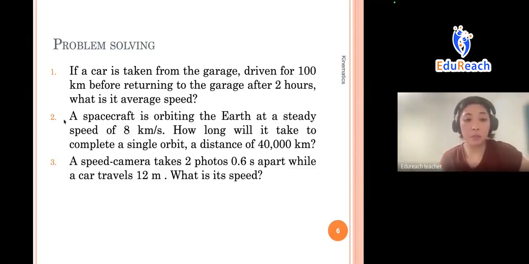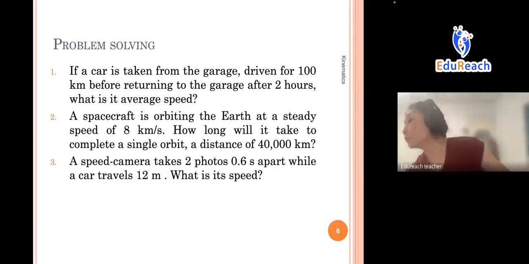Then what about question 2? I want you to try this out. I'll read this out loud. A spacecraft is orbiting the Earth at a steady speed of 8 kilometers per second. How long will it take to complete a single orbit, a distance of 40,000 kilometers? This is where you have to draw your DST triangle. So could you just try this out and tell me what your answer is for question number 2?